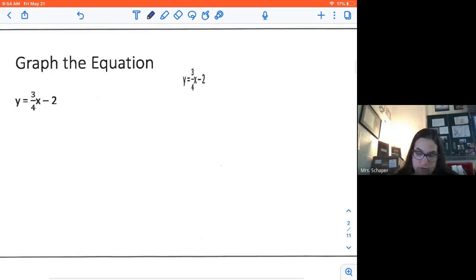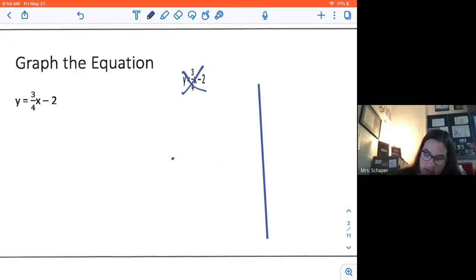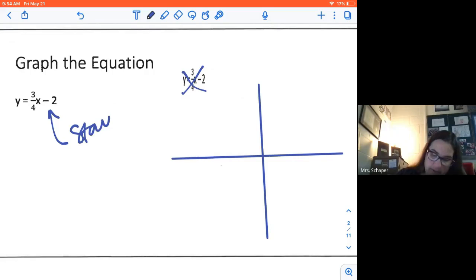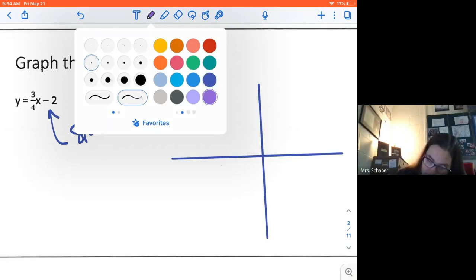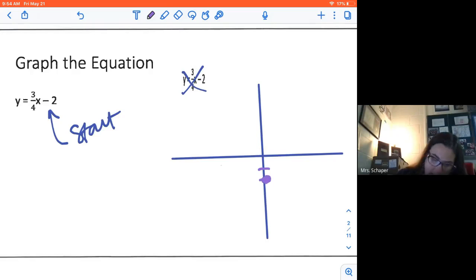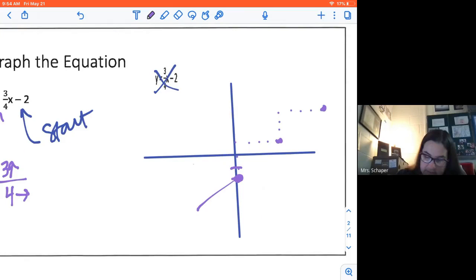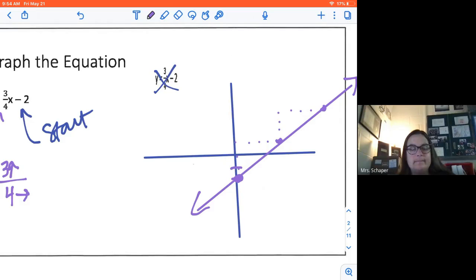We're going to graph these two equations. Same thing. I'm going to put a grid here. All right, this is where we start. So I'm going to start at negative 2, which is right here. And I'm going to move my slope. I'm going to rise 3, and I'm going to run 4. So rise 3, run 4. And so I draw my line just like that. Okay.